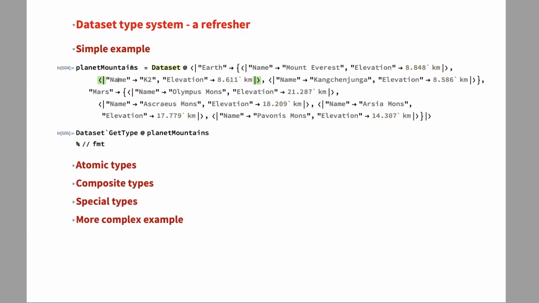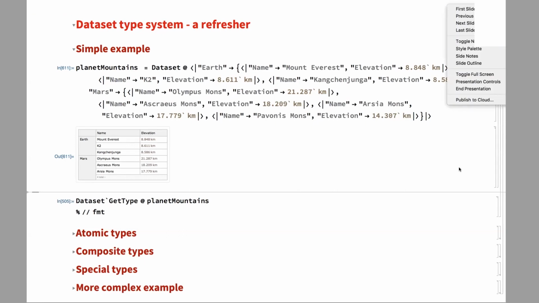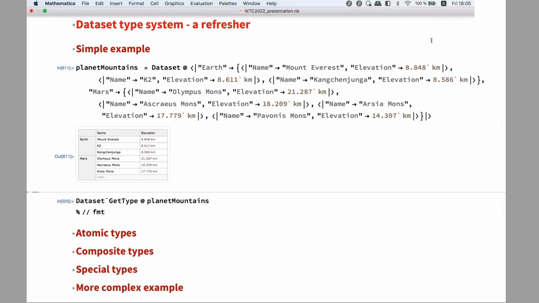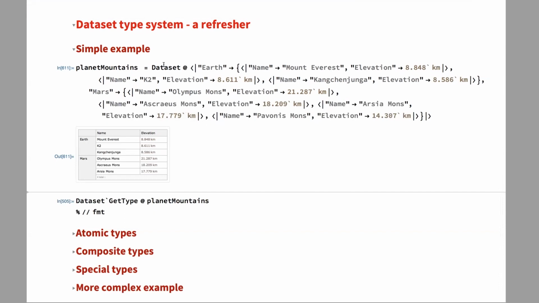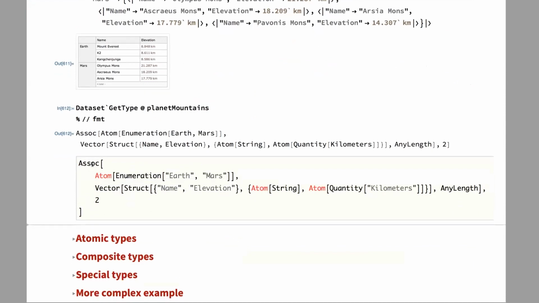So there is a simple example dataset here, and I'm sorry if this is a little bit small. I might try to change the magnification for this. Actually, I'm not sure if I can easily do it from here. But in any case, this is a simple dataset on planets and mountains. And if we look at its type, then it's a certain expression which contains some things such as atom, vector, struct, assoc, things like that. So it's completely inert, and it represents the type of this dataset.